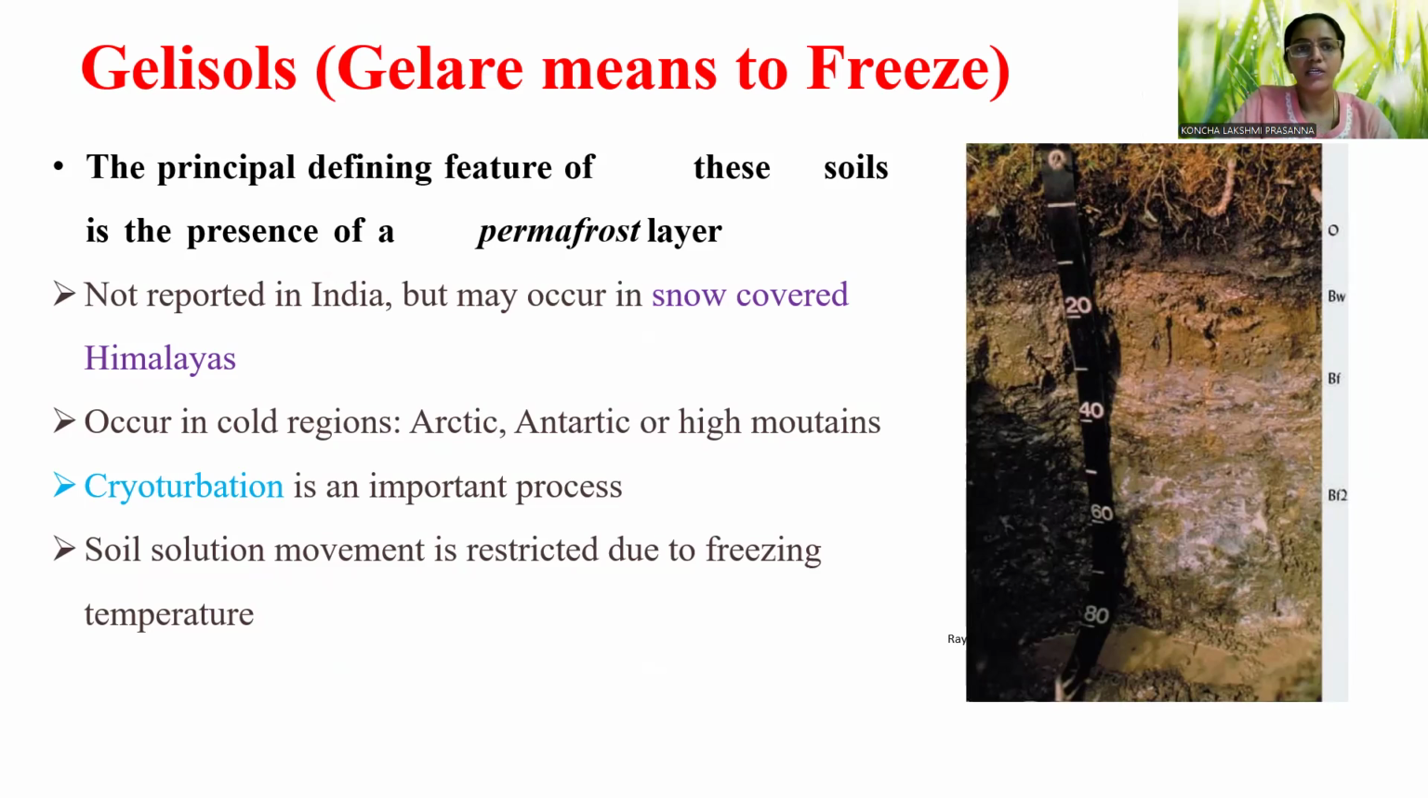Here the important point in the gelisols is that gelisol means to freeze. The unique feature is the formation of the permafrost layer. These soils are not reported in India, but they are found in the snow-covered Himalayas. Cryoturbation is the important feature present in this soil order. The soil movement is restricted due to the freezing temperatures.